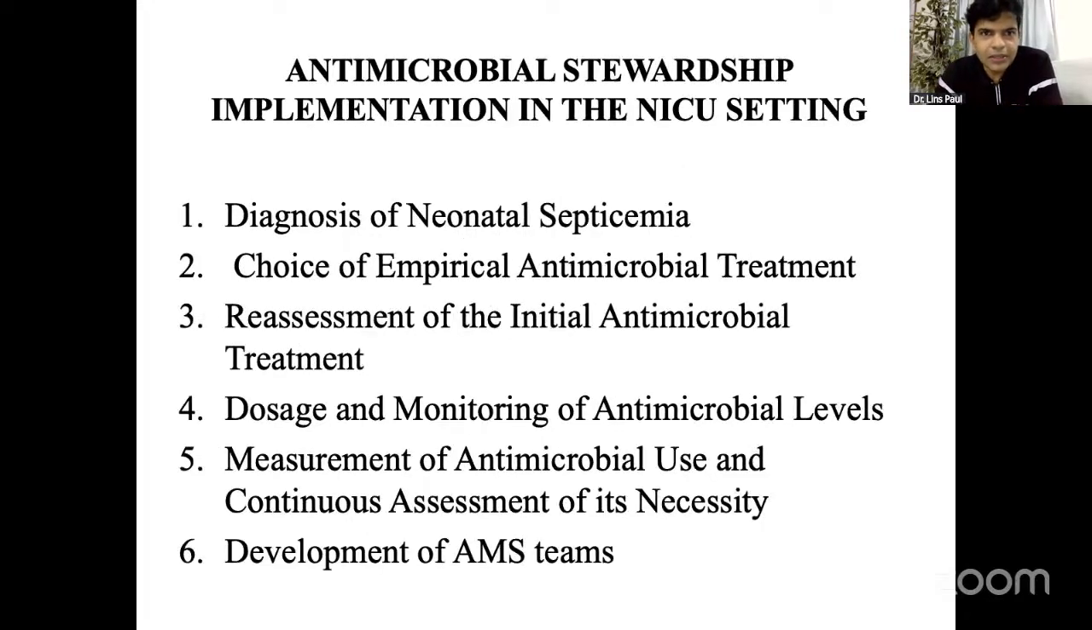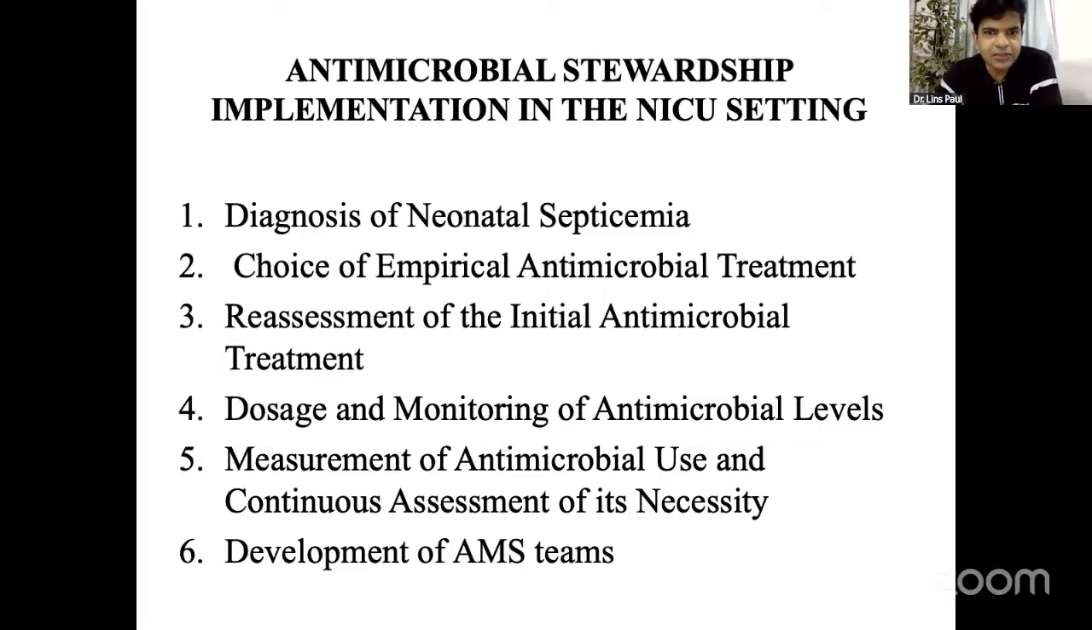So what are the essential steps? This will be the last step about the implementation of antibiotic stewardship in your NICU. You should be very clear on the diagnosis of neonatal septicemia, and very clear on your choice of empirical antibiotic treatment. It should not be like, this baby is more sick, so you won't give ampicillin-gentamicin, you will give piperacillin-tazobactam. If your antibiotic policy first line is ampicillin-gentamicin, however sick the baby is, you should stick to your antibiotic policy. Not like this baby is more sick, so you will start meropenem, and this baby is less sick, so you will start ampicillin-gentamicin. It should not be like that. You should follow your antibiotic policy very strictly.